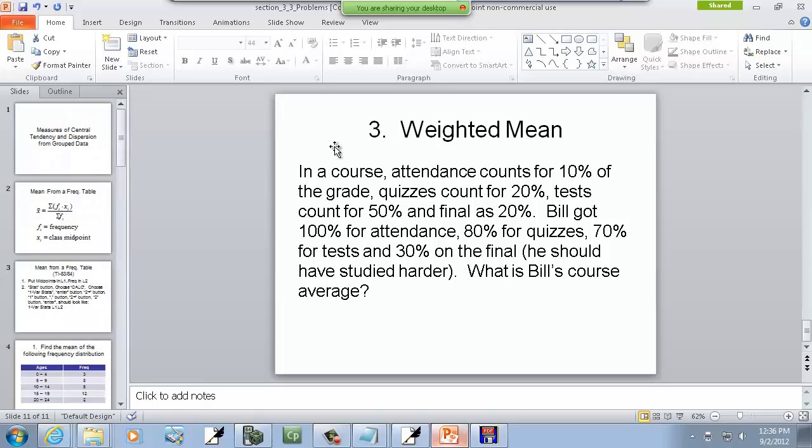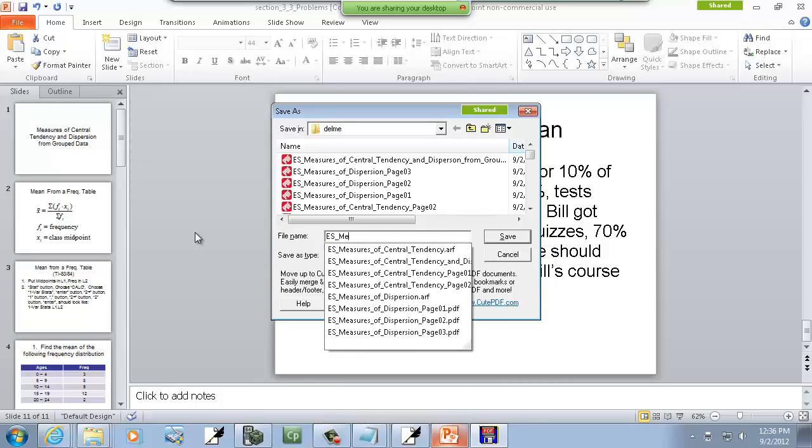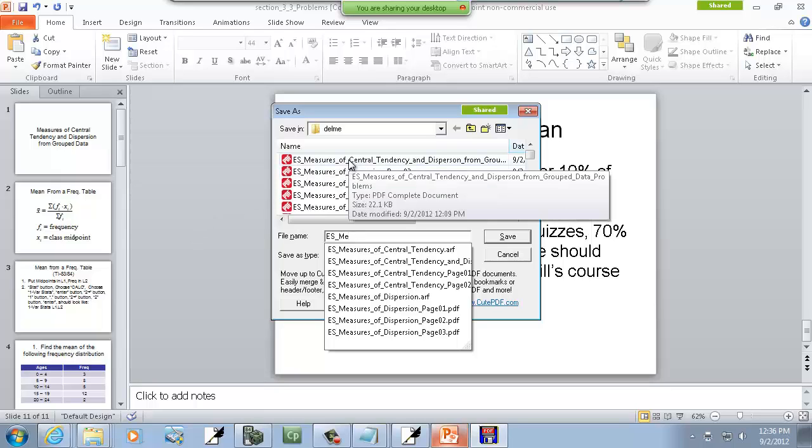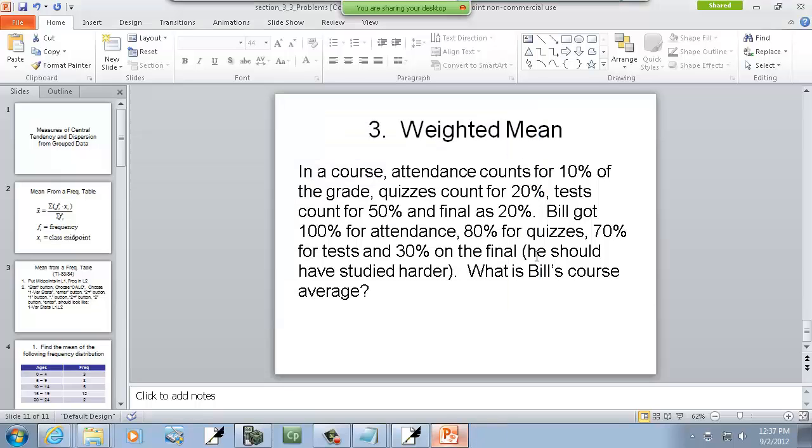And what in the world is this? Measures central tendency and dispersion from group data. What a mouthful. Okay, measures the central tendency and dispersion from group data. Okay. Then down here, page 01. And then click save.